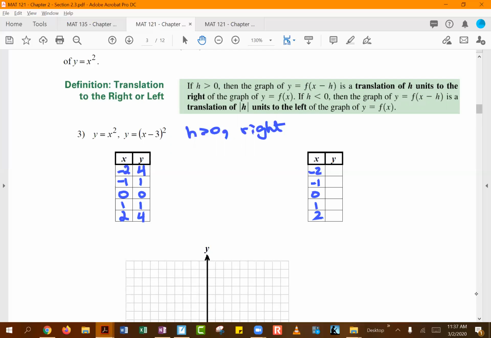Okay? So let's see what we come up with so you kind of have an idea of why we need to add more points. So go ahead and calculate. This one here is x squared. This one here is the x minus 3 quantity squared. So go ahead and calculate your values for the second thing.